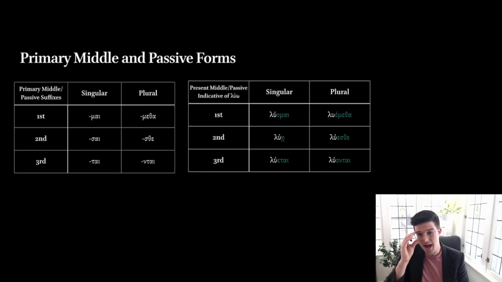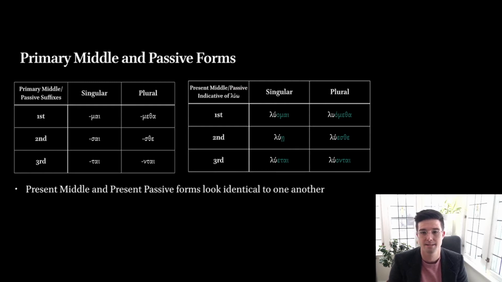And so here we have our forms of the primary middle and passive. This is what you're going to be asked to memorize for this week. Just the suffixes: -omai, -ei, -etai, -ometha, -esthe, -ontai. But we want to make a couple different comments about how these suffixes make their way over into the present middle and passive indicative of luo.